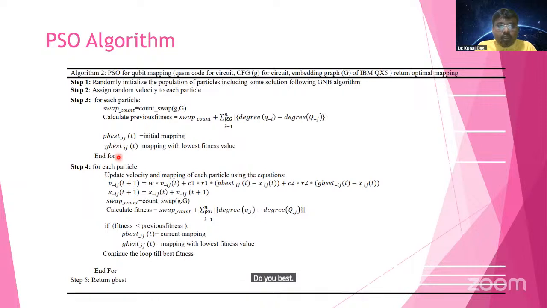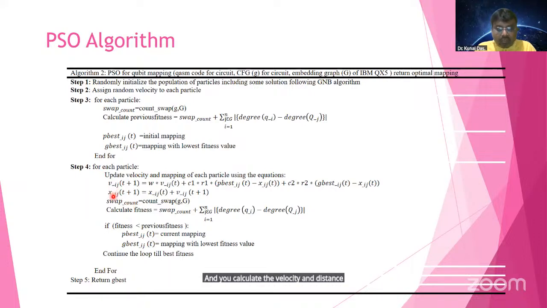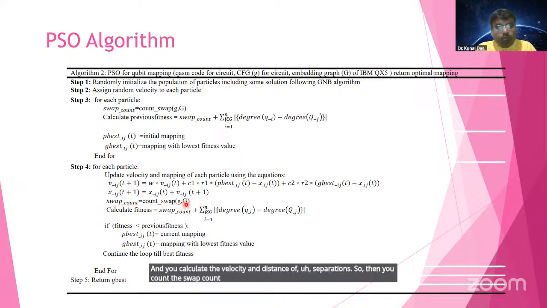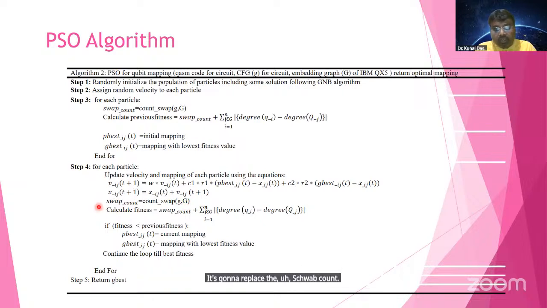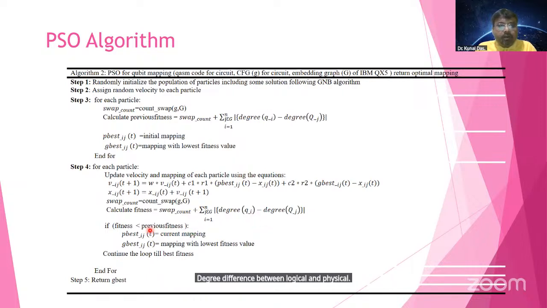Okay, so for each swap particle in swap optimization, their velocity and movement are considered as a function of p best and g best, and you calculate the velocity and distance of separation. Then you count the swap count from the swap count function. Again you refresh the swap count for the new fitness value calculation. For the new fitness value calculation, it is the swap count and summation of degree difference between logical and physical qubits.